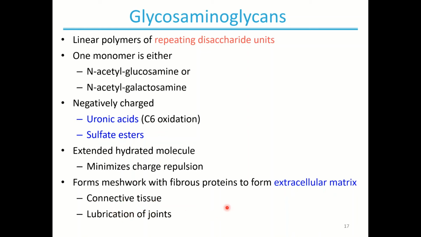So glycosaminoglycans are involved with, physiologically, the extracellular matrix that's really important in connective tissues and joint spaces.